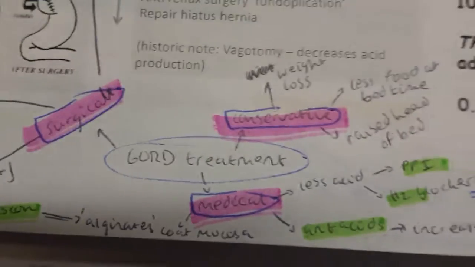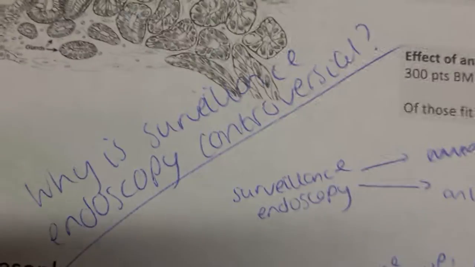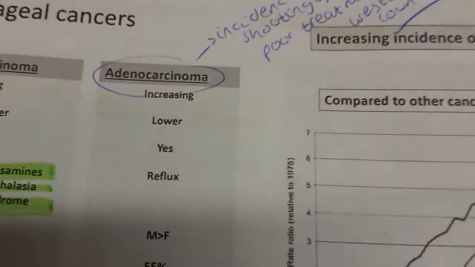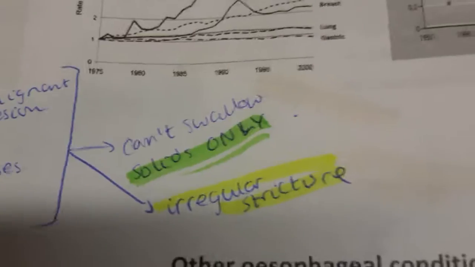You can diagnose GORD using various methods, and you can treat it using conservative, medical, and surgical ways. Surveillance endoscopy is controversial because it's very expensive and not much of it progresses to adenocarcinoma. You can compare the two types of cancer: squamous cell carcinoma, due to environmental stresses, and adenocarcinoma, whose incidence is shooting up, and it's caused by reflux. You can compare them using various methods.